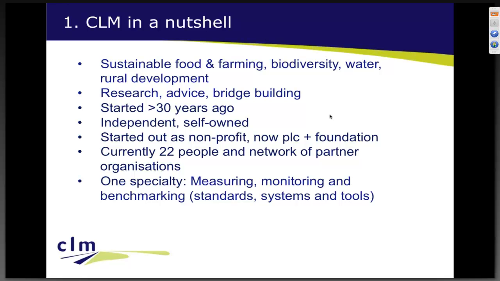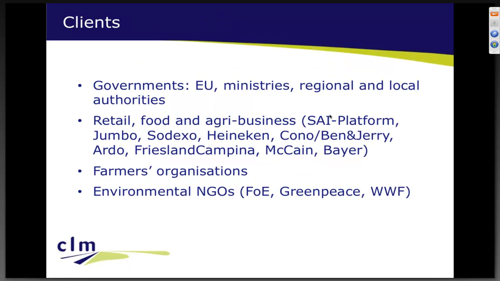And we do have a specialty. We're very good at measuring, monitoring and benchmarking, putting sustainable agriculture into numbers, into practical numbers, into standards so that farmers or policy people or companies can compare them. That's one of the things that we're talking about today.